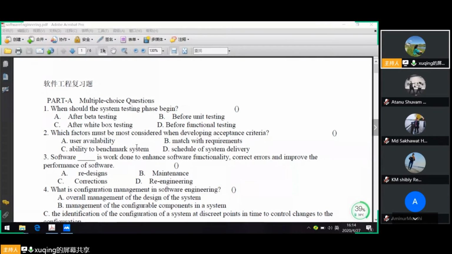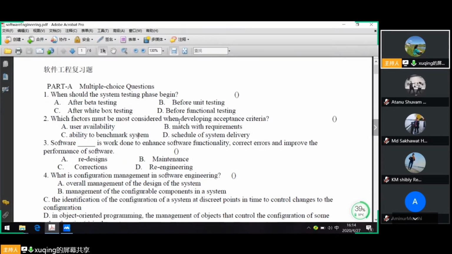For B, which factors must be most considered when developing acceptance criteria? Which one do you think is the correct answer? Which one will you choose here for the second one?